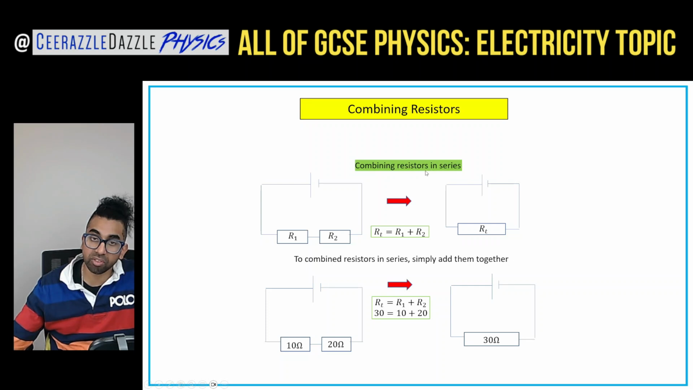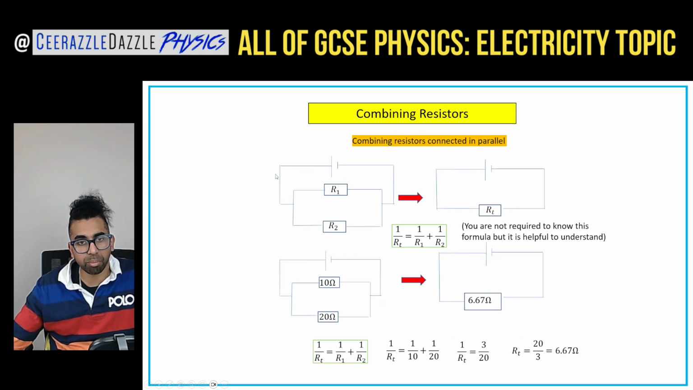Right, so now combining resistors. If you want to combine two resistors together, let's say you had R1 and R2 over here. You want to draw another circuit, combine them together. You simply add them together. So R1 plus R2 is equal to RT over here. And here's an example, a 10 and a 20 ohm resistor. Add together, it's going to be 30 ohms in total.